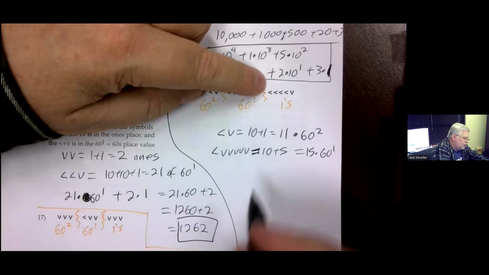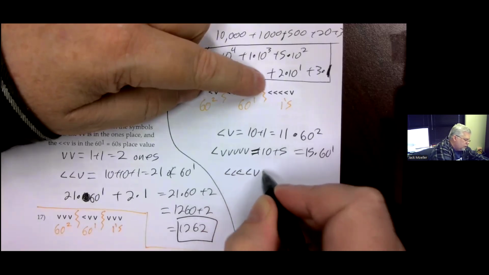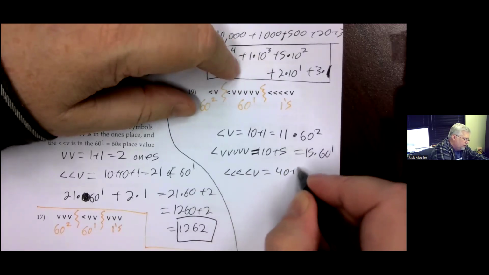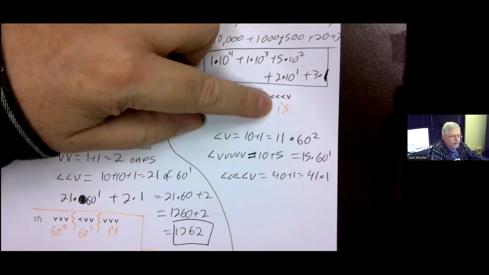And then we have 4 less thans, V. So those are tens, so that would be 40 plus 1, which is 41. This is in the ones, so that's times 1.